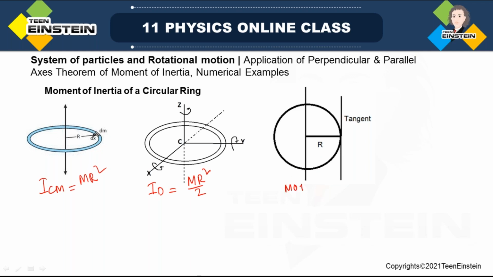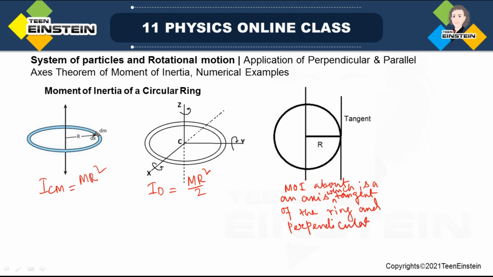Now you have to calculate moment of inertia about an axis which is tangent of the ring and perpendicular to the plane of the ring. So this is what we have to calculate now.